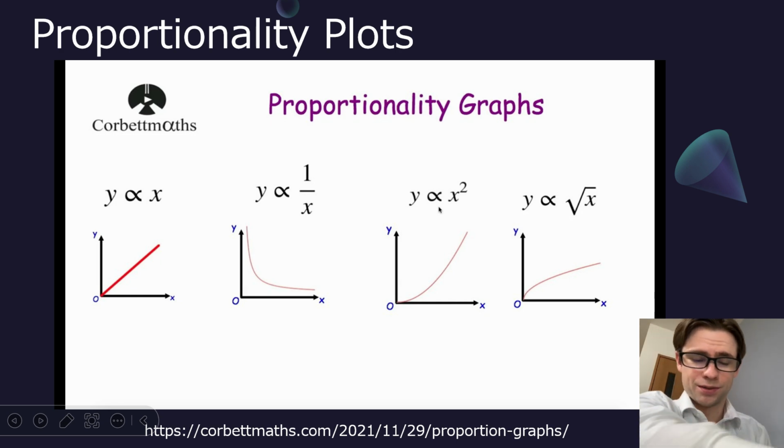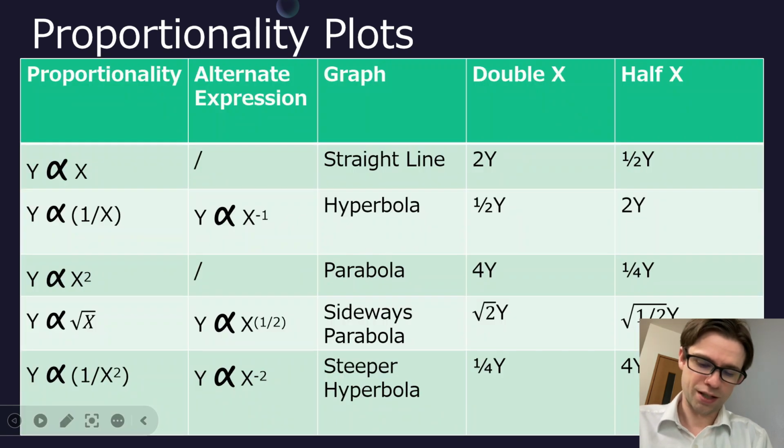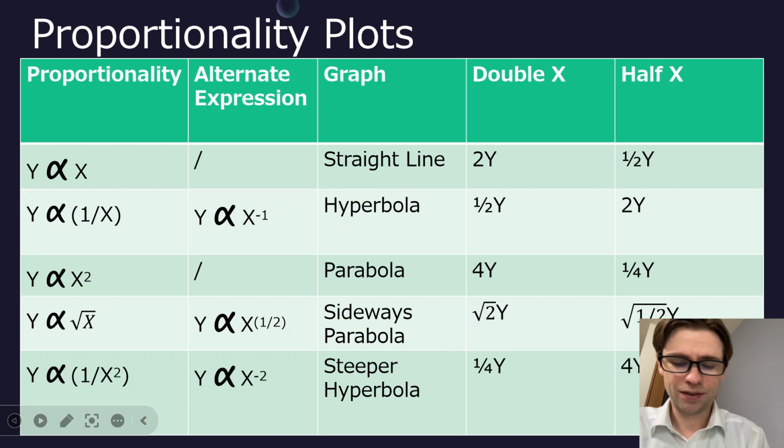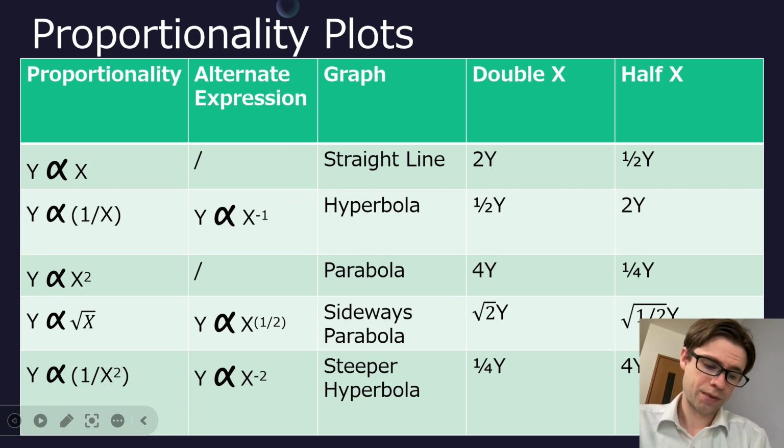Yeah, but this is really important to predict how graphs are going to look and how relationships are going to produce results, basically. So I have a nice summary table here. When y is proportional to x, straight line, when you double x, y will also double to 2y. When you half x, y will also half to half y. What if you have y proportional to 1 over x? An alternate expression for that is y proportional to x to the power of minus 1. That produces a hyperbola graph. It looks like the graph of 1 over x. When you double x in this case, y halves. When you half x, y doubles. This is called inverse proportionality, also a very common type.